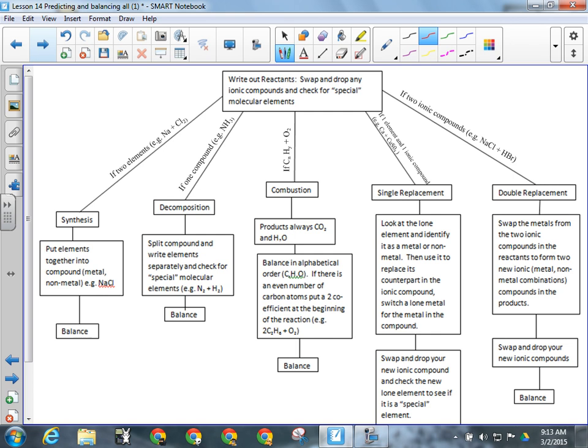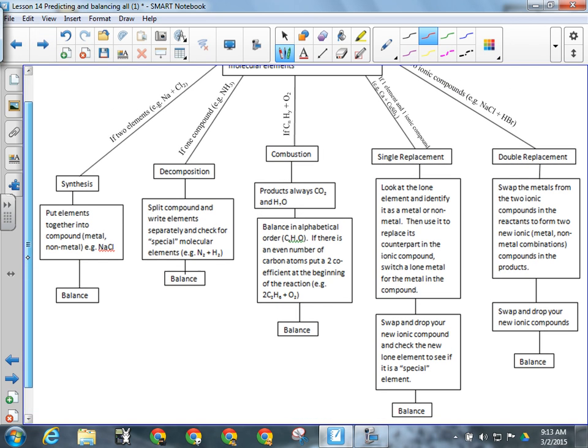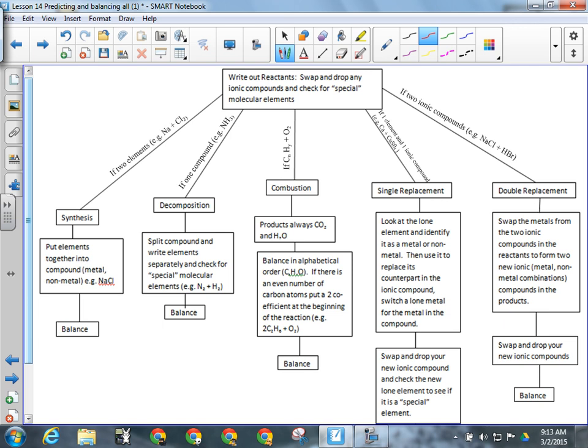Now the next thing is you have to look for what pattern you have. If you've got 2 elements, you're dealing with a synthesis reaction, and we follow these steps. If it's just 1 compound, then it's a decomp reaction. We follow these steps. If it's carbon, hydrogen, and oxygen, it's combustion, and we follow these. Single replacement has the most steps, the most things that we've got to look for. And then double replacement, we simply swap the metals, swap and drop the new ionic compounds, and then balance. Balance is the last step for all of them.